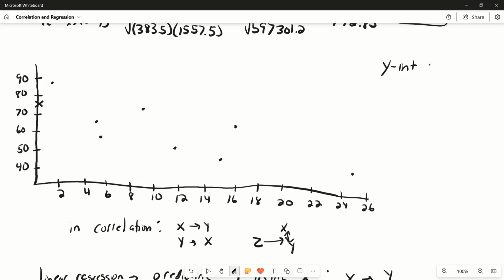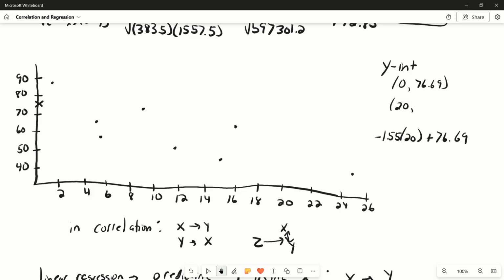So the y-intercept is when x is 0, y is going to be 76.69. I just plotted that here. Let's pick 20. When x is 20, plug into the line. I can just plug into that regression line. I'm going to do the calculation here. So it's going to be minus 1.55 times 20 plus 76.69.